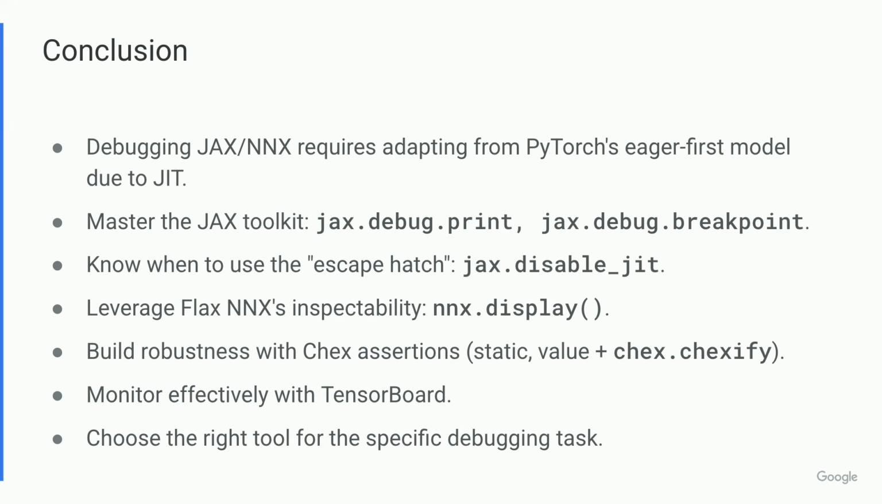So in the end, debugging JAX and Flax NNX effectively involves understanding the implications of JIT compilation and learning the specialized tools JAX provides, like jax.debug.print and jax.debug.breakpoint. Remember, jax.disable_jit is your friend for complex issues at the cost of speed. Flax NNX helps with inspection via nnx.display, and checks is essential for robust assertions. TensorBoard remains a key part of the workflow. By combining these tools systematically, you can debug your JAX applications efficiently.